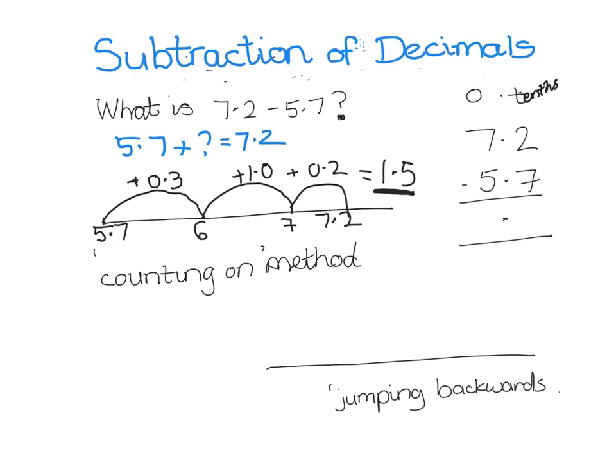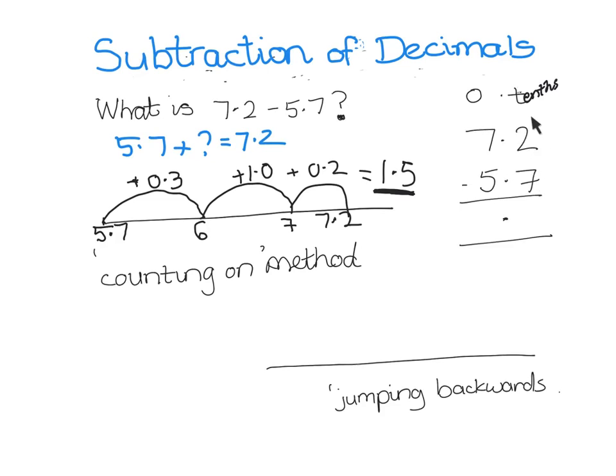And the place before the decimal point is your ones house. So I have to align, that means line them up, the digits in the correct houses. So 7.2 looks like this, 5.7 looks like this, the decimal points are on top of each other, my takeaway sign is here, so I just take away as normal. Well, 2/10 take away 7/10. Oh no, I don't have enough to take away 7.